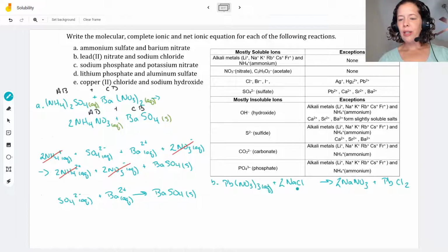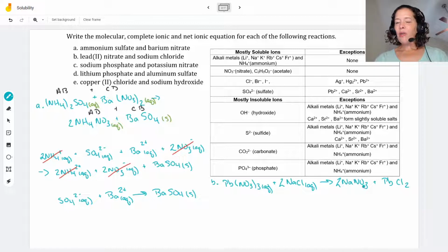So lead nitrate is soluble. That's aqueous. Sodium chloride, hopefully you already know this off the top of your head. This is table salt. Yes, it is soluble. You probably know that just from experience. But you can see we've got the alkali metals, including sodium, are all soluble. And here you can see your chloride anion is also soluble, and these are the exceptions, but obviously sodium is not part of that exception, so sodium chloride is soluble.